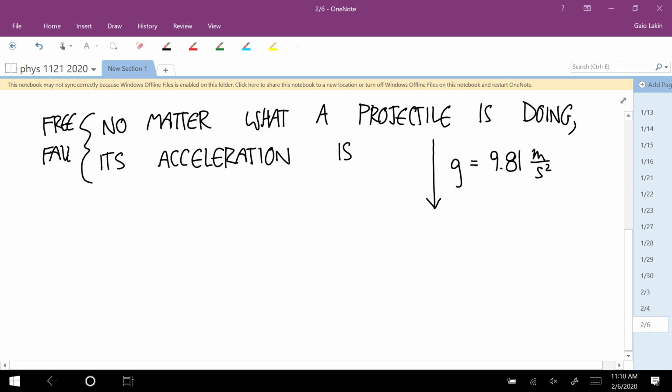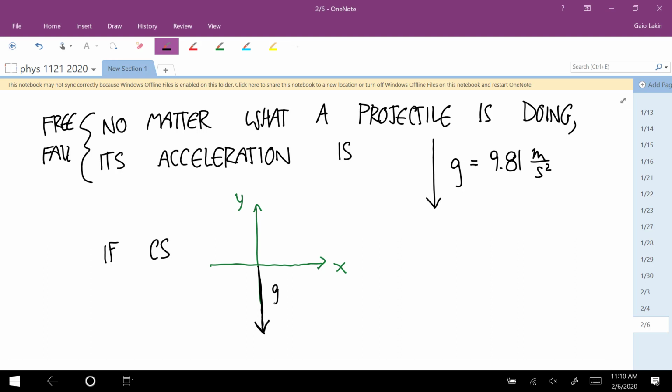And so then if your coordinate system is this, then there's the acceleration pointing down. And then the components of that in this coordinate system are 0, negative g. If you chose a different coordinate system, it would be different, but it's always down.